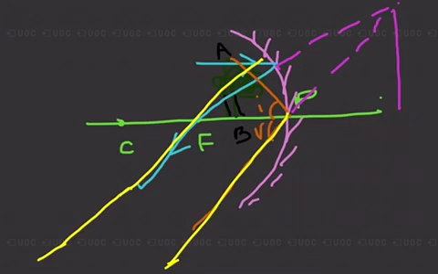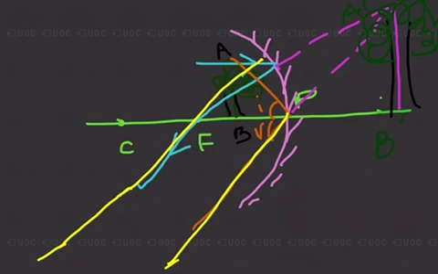Oh god, I lost the green. Okay, so there's this image here, which I shall call AB, which is large, erect. Okay, so this I will call A dash B dash.